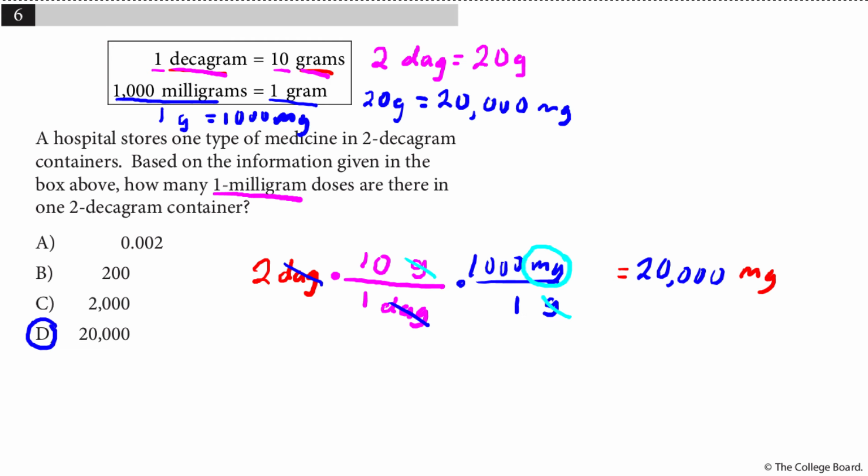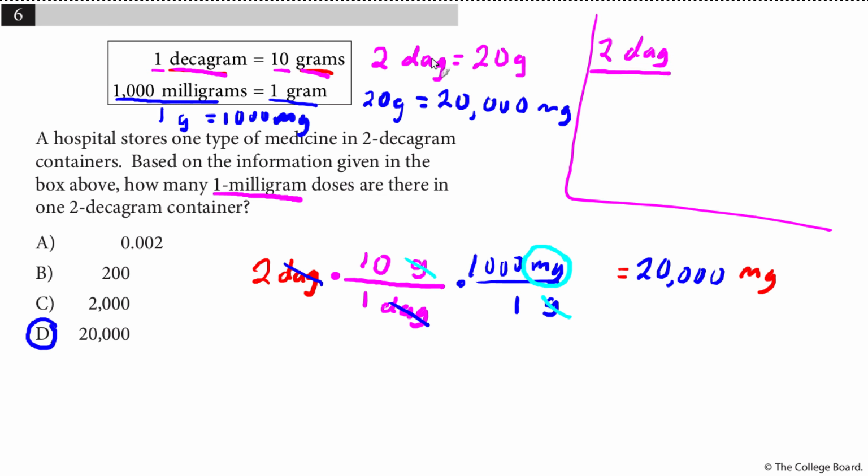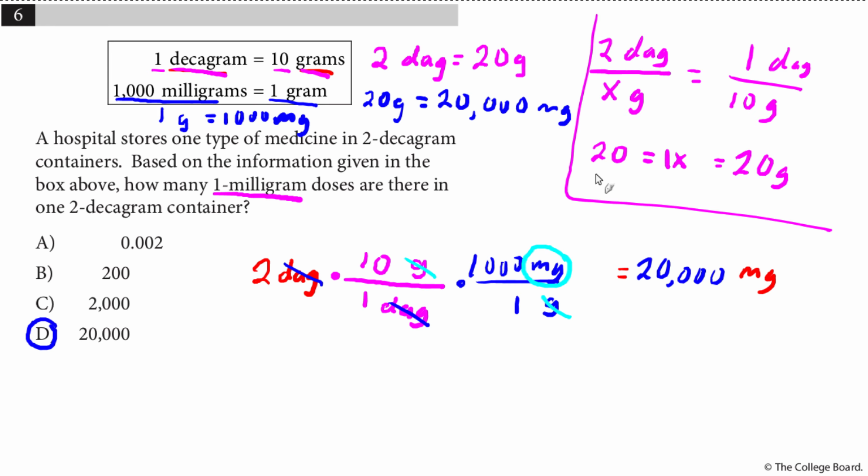There's another way, if that doesn't make sense. I'm not going to go all the way through this because it's kind of needlessly time-consuming. But if you're having trouble seeing this, you could always use proportions. So I know that I have 2 decagrams. I want to know, I'll do it separately, how many grams that is. So that's going to be x grams. I have this equivalent, or this equation between decagrams and grams. So I know 1 decagram is 10 grams. And I can cross multiply. I get 20 equals 1x. So I know I have 20 grams, and then I'll put a little ellipsis, dot, dot, dot. I'll do this again.